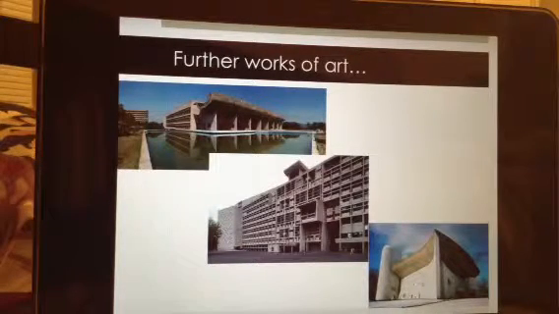Three more works of art by Charles Edouard Jeanneret are shown here. The first one on top is called The Assembly Building in India. This was during 1955. The second one is called Secretariat Building, also in India, during 1953. The third one on the bottom is called Notre Dame du Haut during 1954.